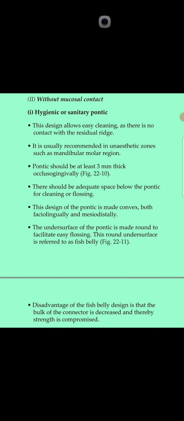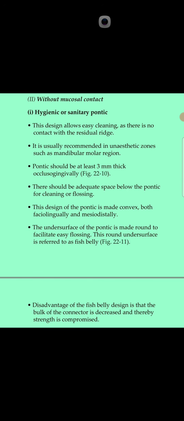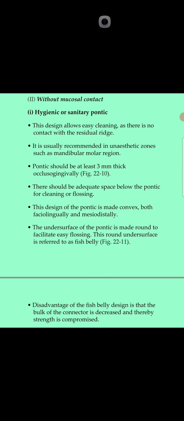This design of the pontic is made convex both faciolingually and mesiodistally. The under surface of the pontic is made round to facilitate easy flossing. This round under surface is referred to as a fish belly because it looks like a fish belly. The disadvantage of the fish belly design is that the bulk of the connector is decreased. Here the bulk of the connector, which is the black, is decreased, and therefore strength is compromised. Remember, the sanitary or hygienic pontic is most cleansable due to its fish belly lower surface, but the disadvantage is its compromised strength because the connector will be thin.